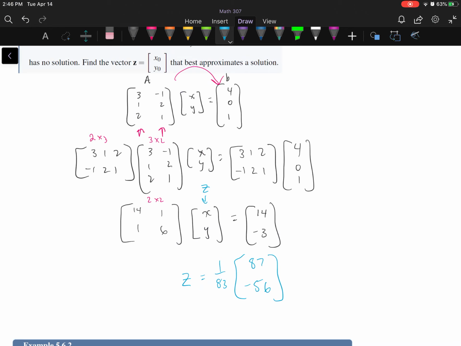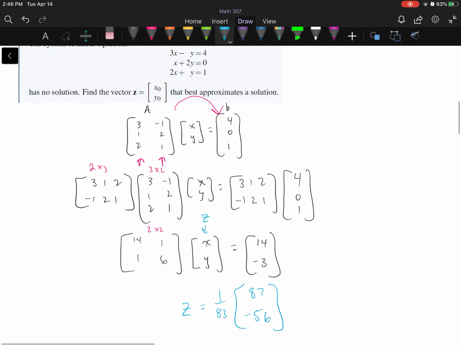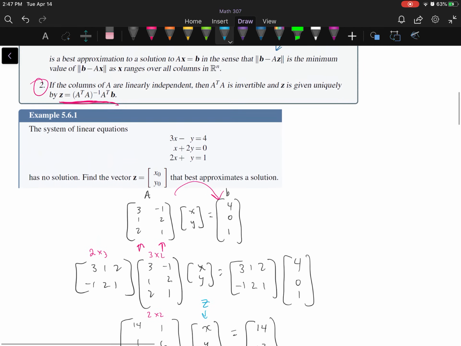Okay, moving back to OneNote. There's our work. Looking good.